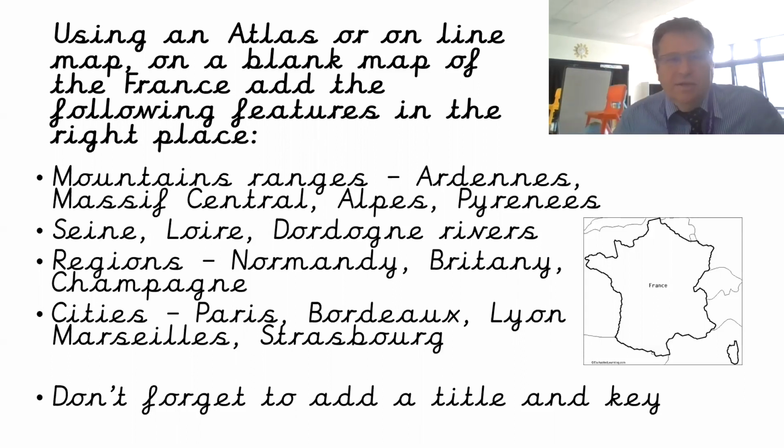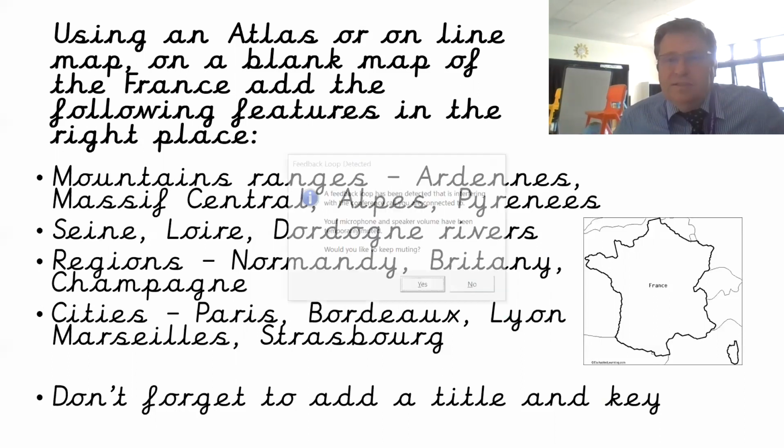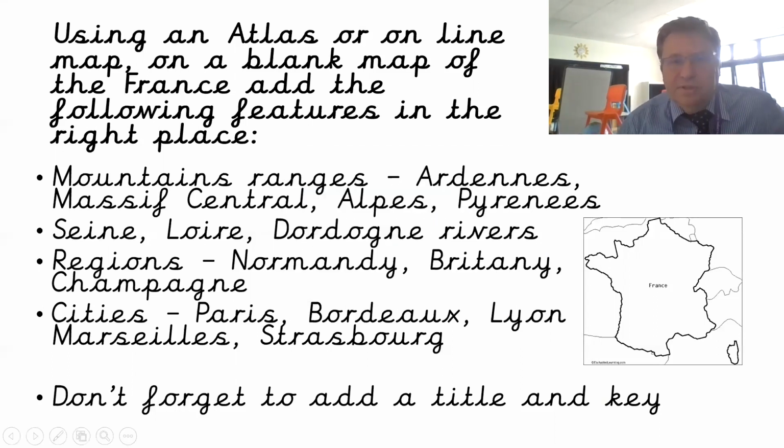And then see if you can either use an atlas or a map or an online map. See if you can find the following mountain ranges: the Ardennes, the Massif Central, the Alps and the Pyrenees. Then on your map, what about some of the key rivers? The Seine, Loire, the Dordogne. See if you can add those onto your map, and then you'll be building up a really good outline map of France. What about the regions? Normandy, Brittany, and the Champagne region.